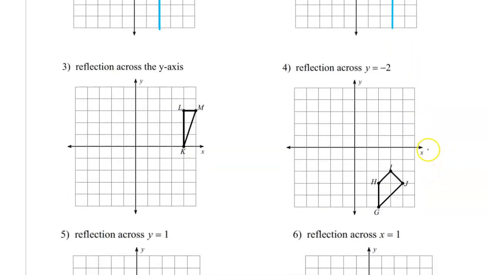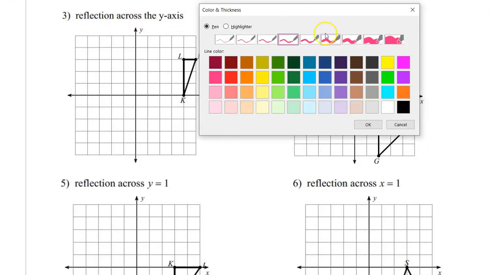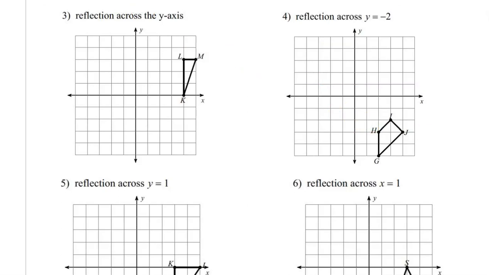Okay, let's move on to problem number 3. This time we will reflect across the y-axis. So this is just a review of what we've done in the past. Obviously, here's the y-axis right here. I don't have to tell you, you know where the y-axis is. And let's just count squares.